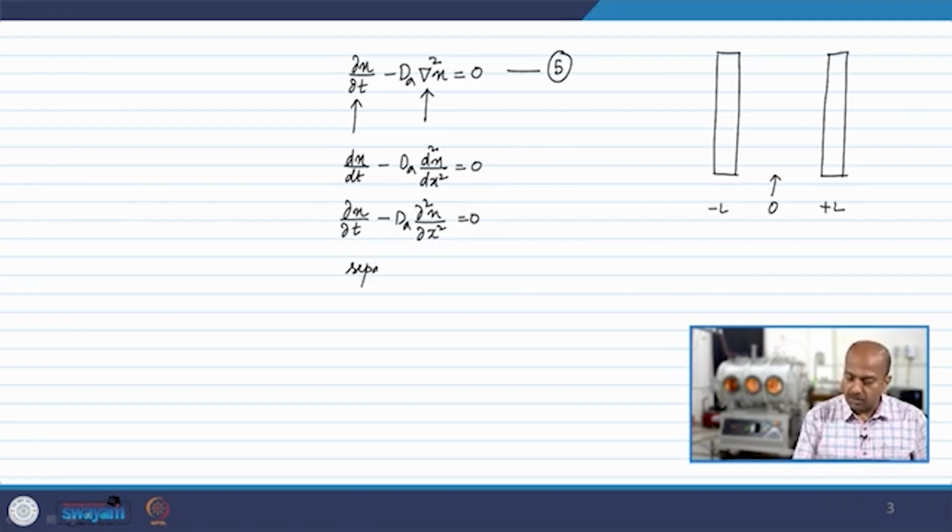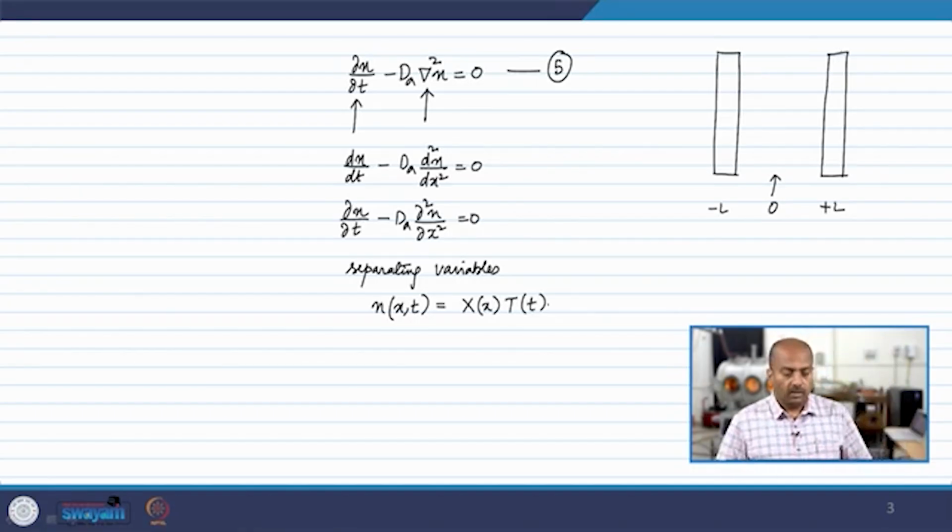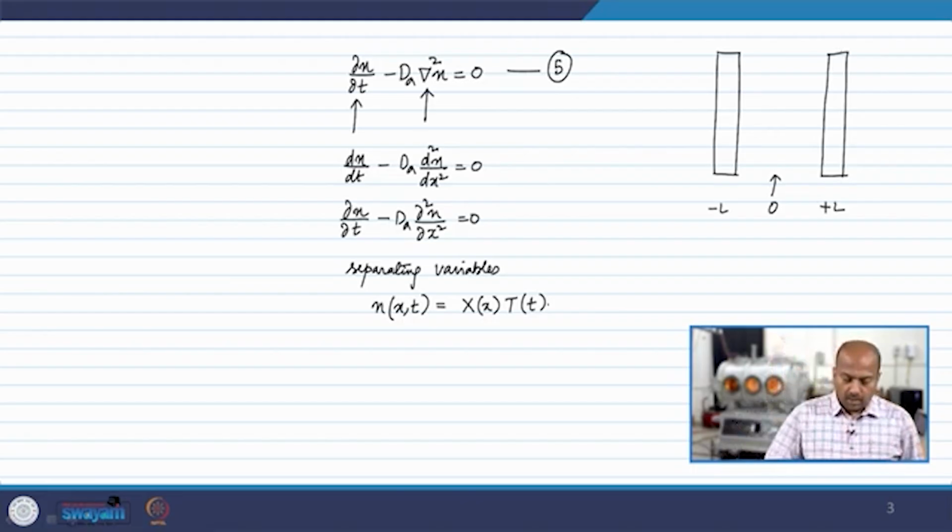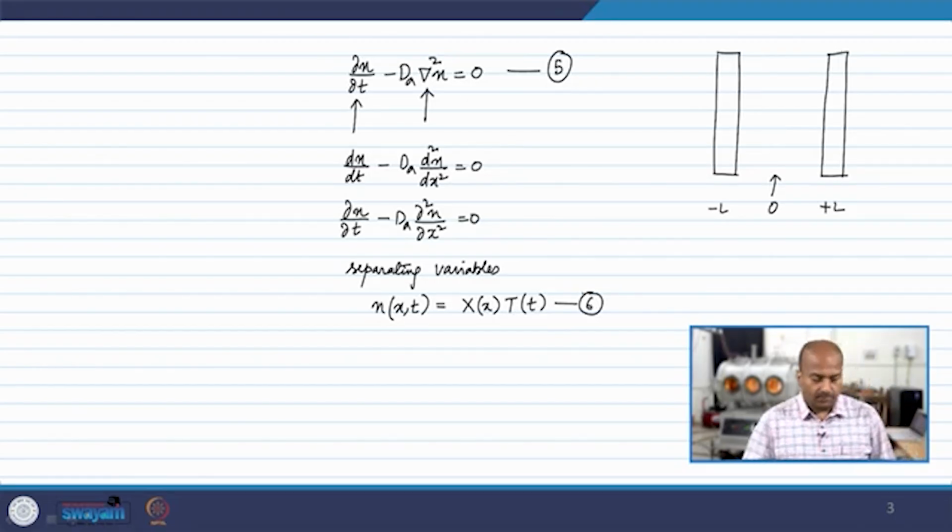So, by separating variables. So, in this method, what do we do? If n is the solution of this equation, which is dependent on x as well as t, we can write n as a function which is purely dependent on x and another function which is purely dependent on time, right. So, this method is familiar to us, right. So, what we can do is, n of x, t can be written as capital X, a function of small x, times capital T, a function of small t. Let us say we call this equation number 6.